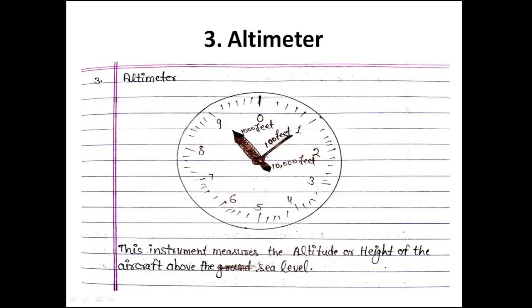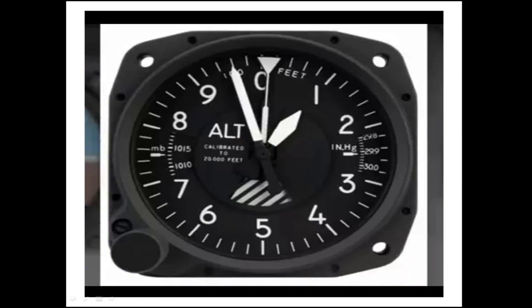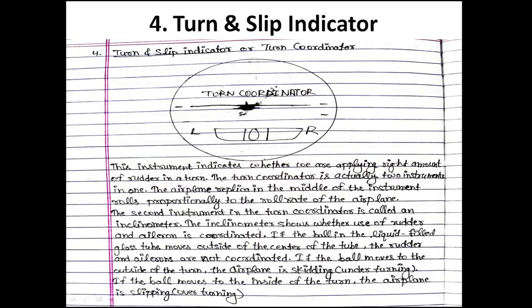Now third, altimeter. This instrument measures the altitude or height of the aircraft above the sea level. Note this very carefully. As we have seen with the wall clock, similarly here also we get 3 needles. The smallest needle points to the distance of 10,000 feet, the middle needle shows the distance of 1000 feet, and the biggest needle shows the distance of 100 feet. See, this is the actual or color image of the altimeter.